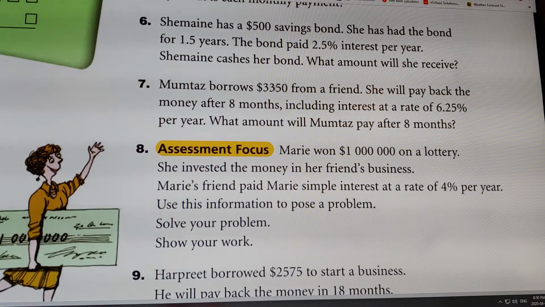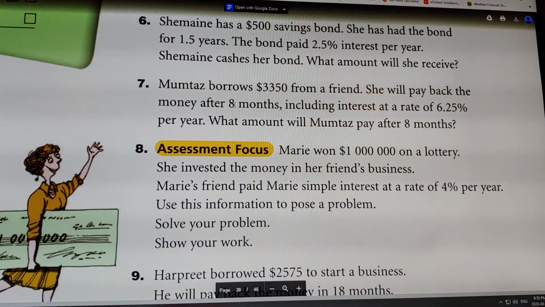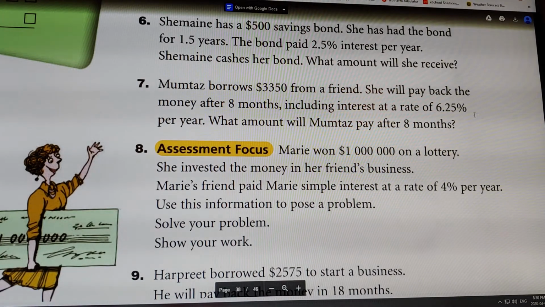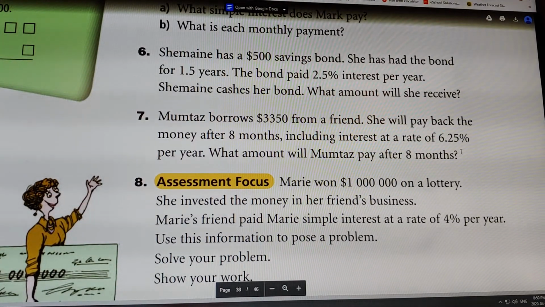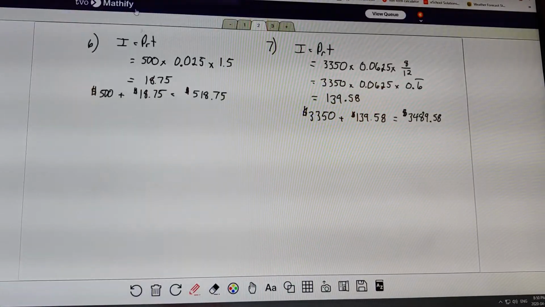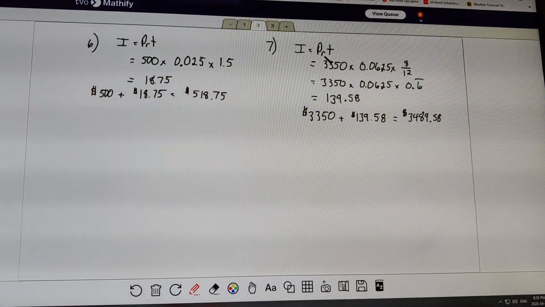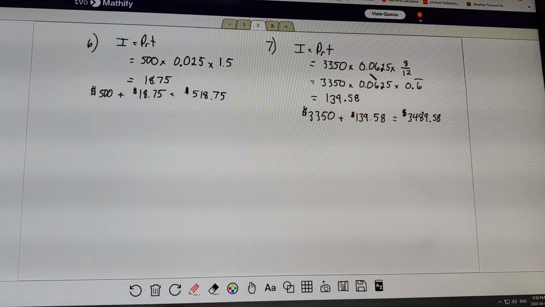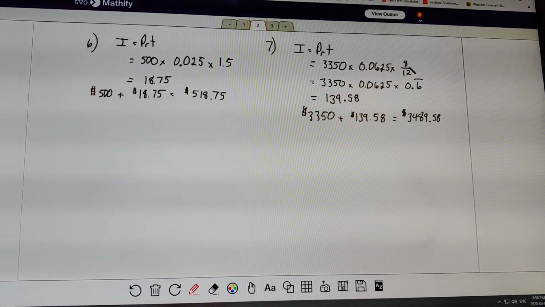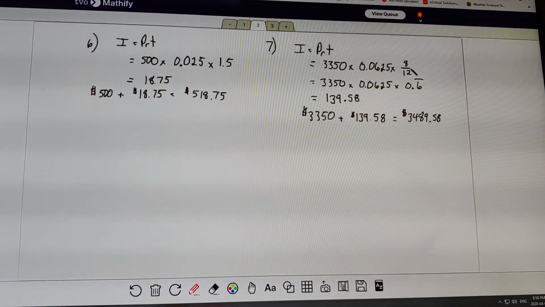So Mumtaz borrowed $3,350 from a friend. She's going to pay back the money after 8 months, including an interest rate of 6.25% per year. What amount is she going to have to pay back after 8 months? So, principal, $3,350. Interest rate, written as a decimal, 0.0625. Time, not 8 years, 8 months. So 8 out of 12.